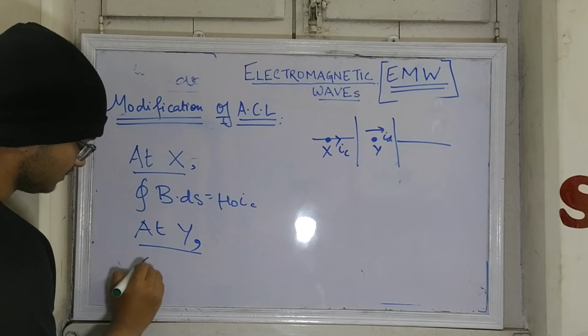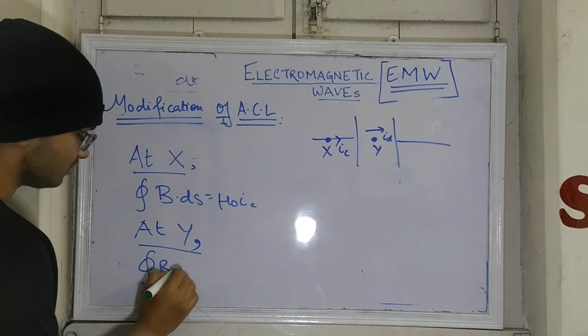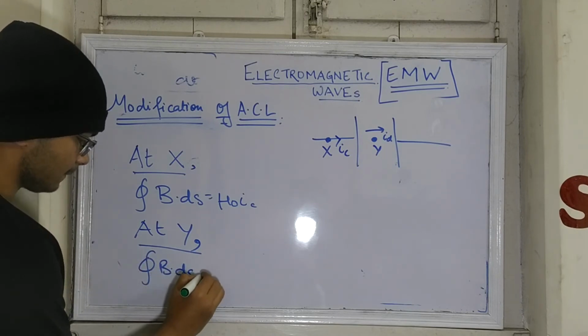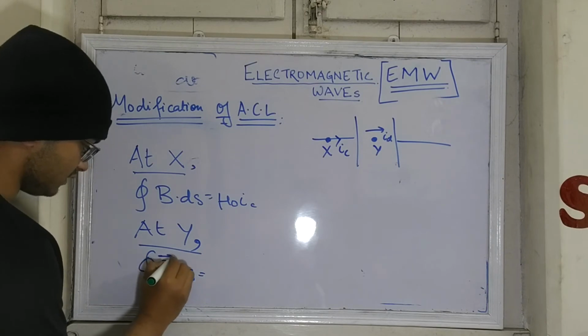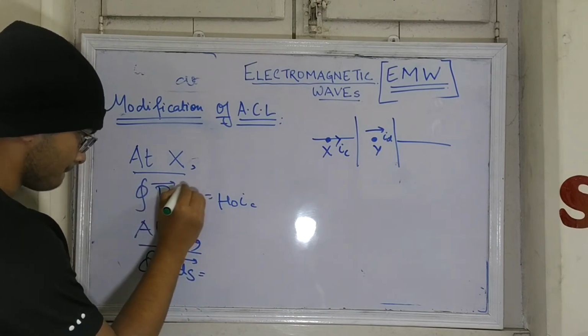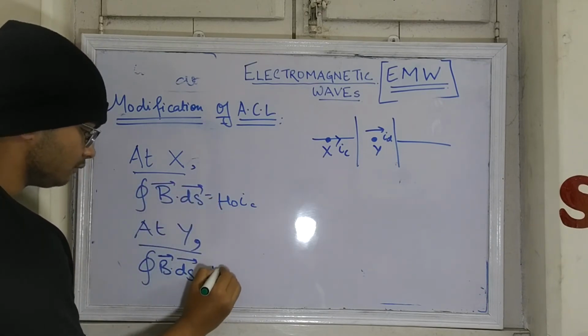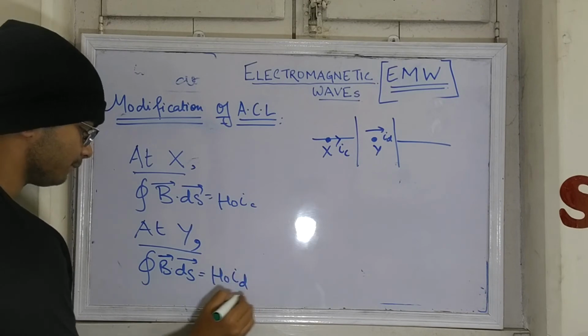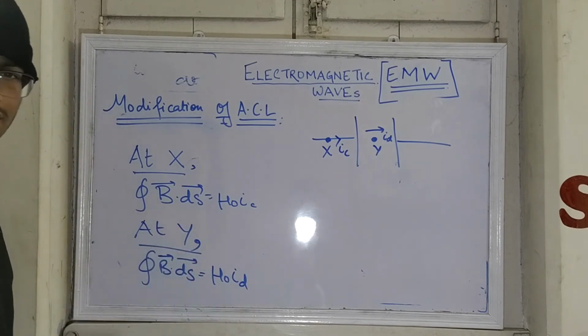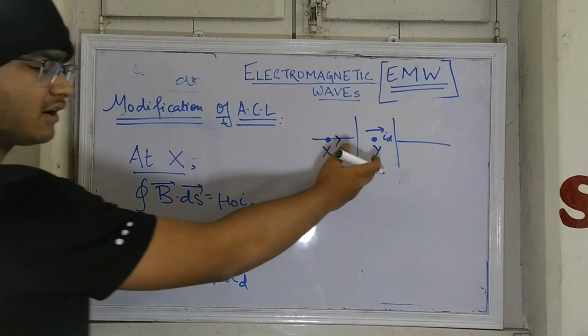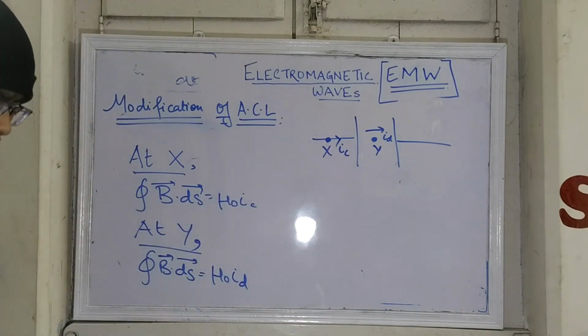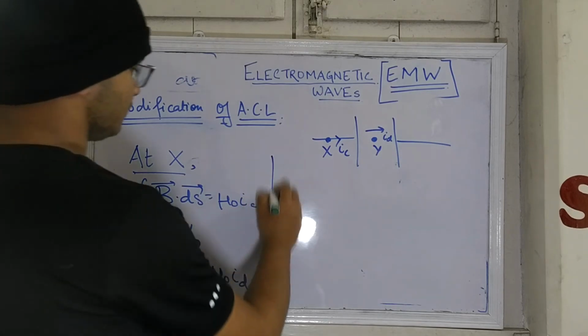He said the surface integral of B vector dot dS vector equals mu 0 into ID. This is what we found, because ID is the current flowing here, so mu 0 into ID. So the modification, I'm writing it here.